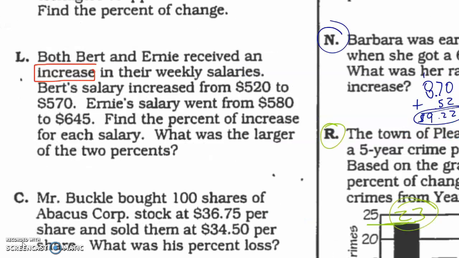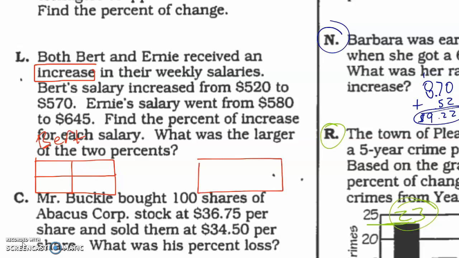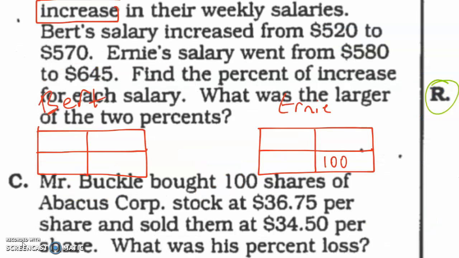Alright, that's no big deal. So we've got to do 2. So let's say this is Bert. This is Ernie. Okay, both of them end up with 100 on the bottom right. Above that is the percent. We've got the change, the original.